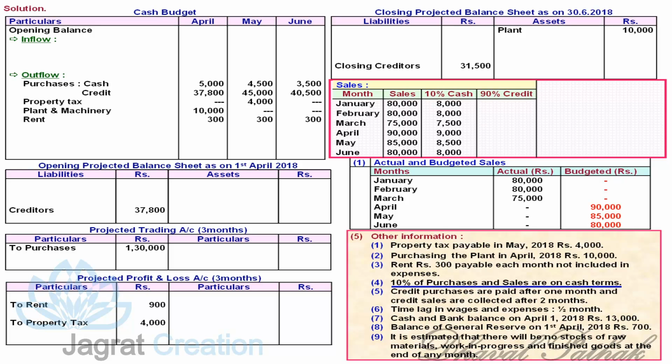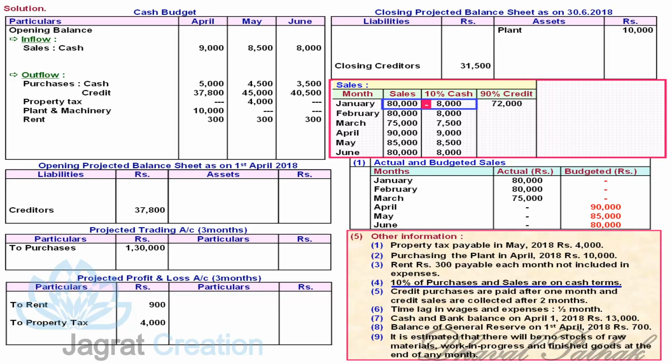Now cash sales, cash is received. We are preparing the budget for April, May and June. So cash sales received in April, May and June is a cash inflow that I will write in my cash budget. April cash sales receipts estimated 9,000, 8,500 and 8,000. I deduct 10% cash sales from the total sales. I'll get the credit sales.